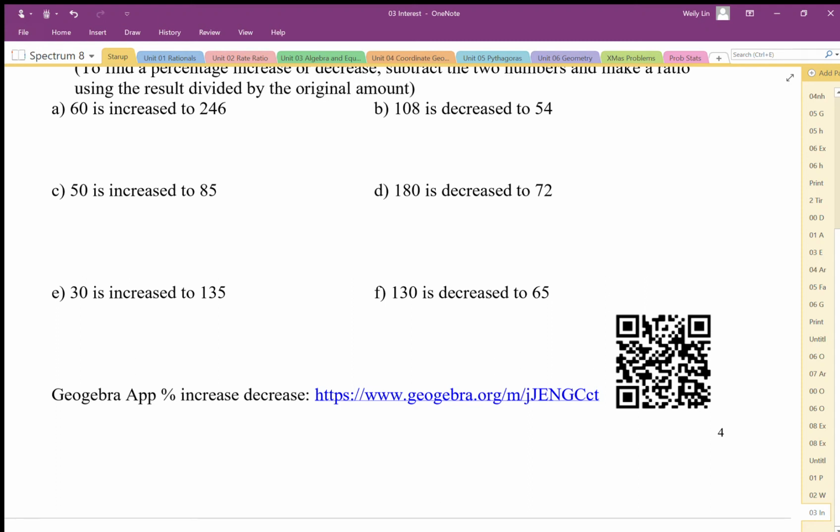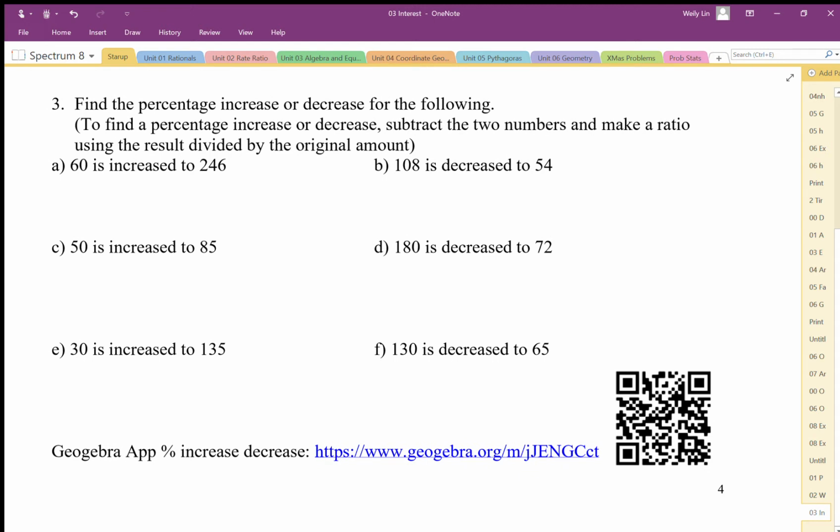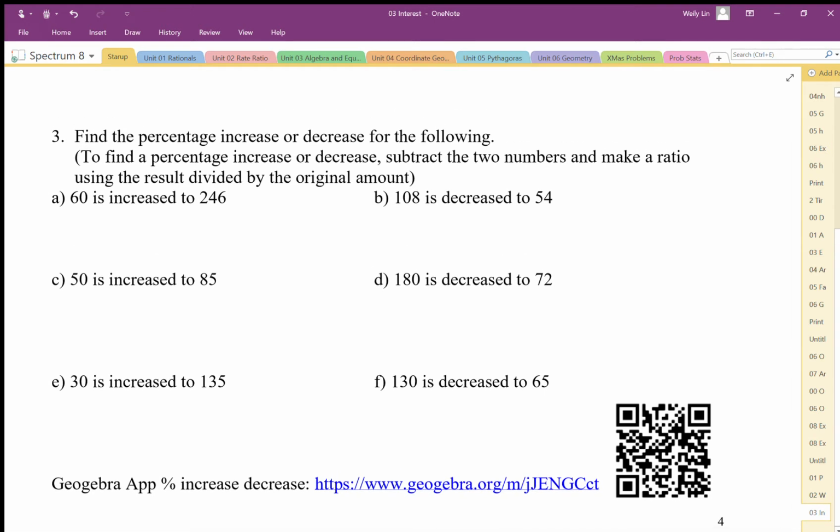So we can look at these percentage increases and decreases. Okay, so we can do this as 246 out of 60, and we end up with 400 or... 246 divided by 60 is going to give us 4.1. Okay, so this is going to be our decimal percentage, or 410%.